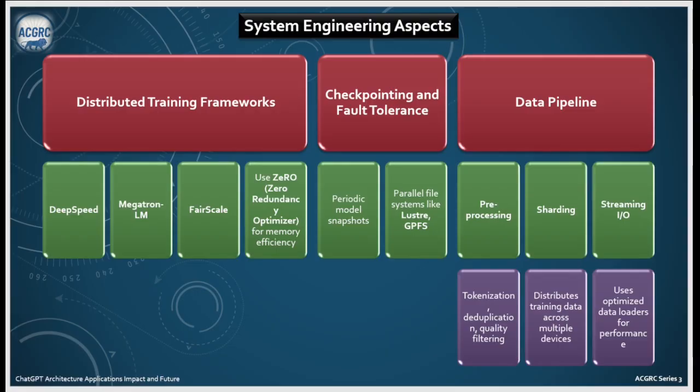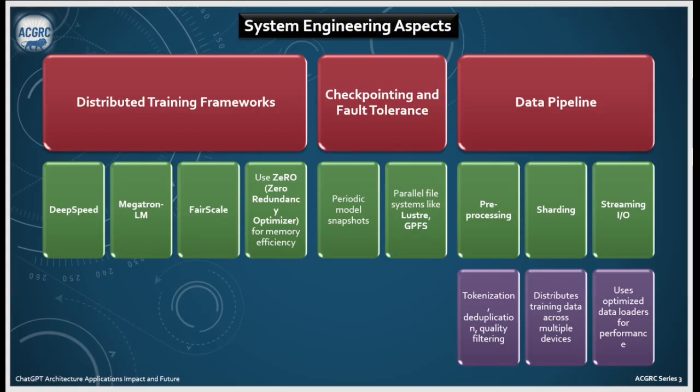Let's now look at the second part, checkpointing and fault tolerance. When ChatGPT or any big AI model is being trained, we need to save the model frequently. This helps protect the work in case something crashes and allows resuming training without starting all over. To do this safely and quickly, we use periodic model snapshots and special storage systems like Lustre and GPFS.